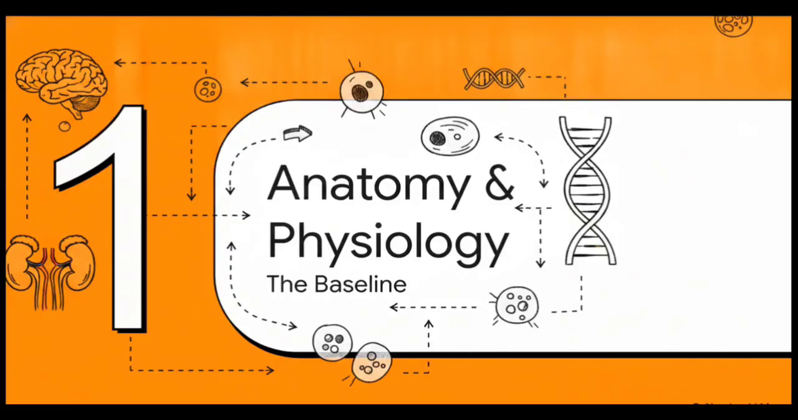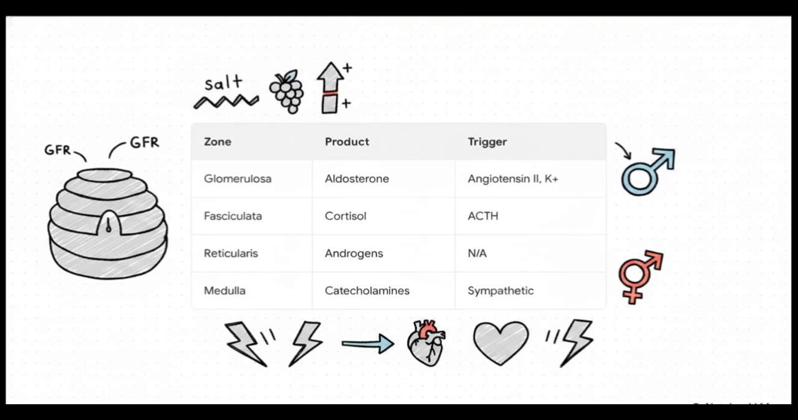Section 1. Anatomy and normal physiology, the baseline. So you probably remember the classic rule of thumb for the adrenal cortex, moving from the outside in, right? GFR, salt, sugar, sex. The zona glomerulosa produces aldosterone, and that's triggered by angiotensin II and high potassium. Then you've got the zona fasciculata. That handles cortisol, driven directly by ACTH from the pituitary. And the zona reticularis produces your androgens, like DHEA. Finally, sitting right there in the center, the adrenal medulla is pumping out catecholamines to drive your sympathetic response.